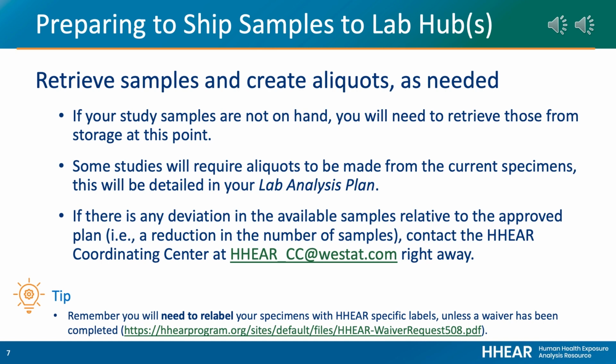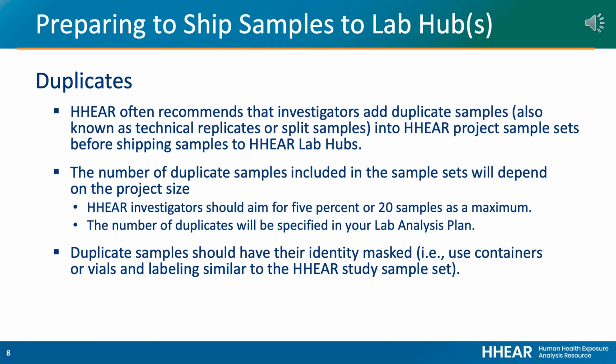HEAR often recommends that investigators add duplicate samples, also known as technical replicates or split samples, into HEAR project sample sets before shipping to HEAR lab hubs. The number of duplicate samples included in the sample sets will depend on the project size. HEAR investigators should aim for 5% or 20 samples as a maximum. The number of duplicates will be specified in your lab analysis plan.